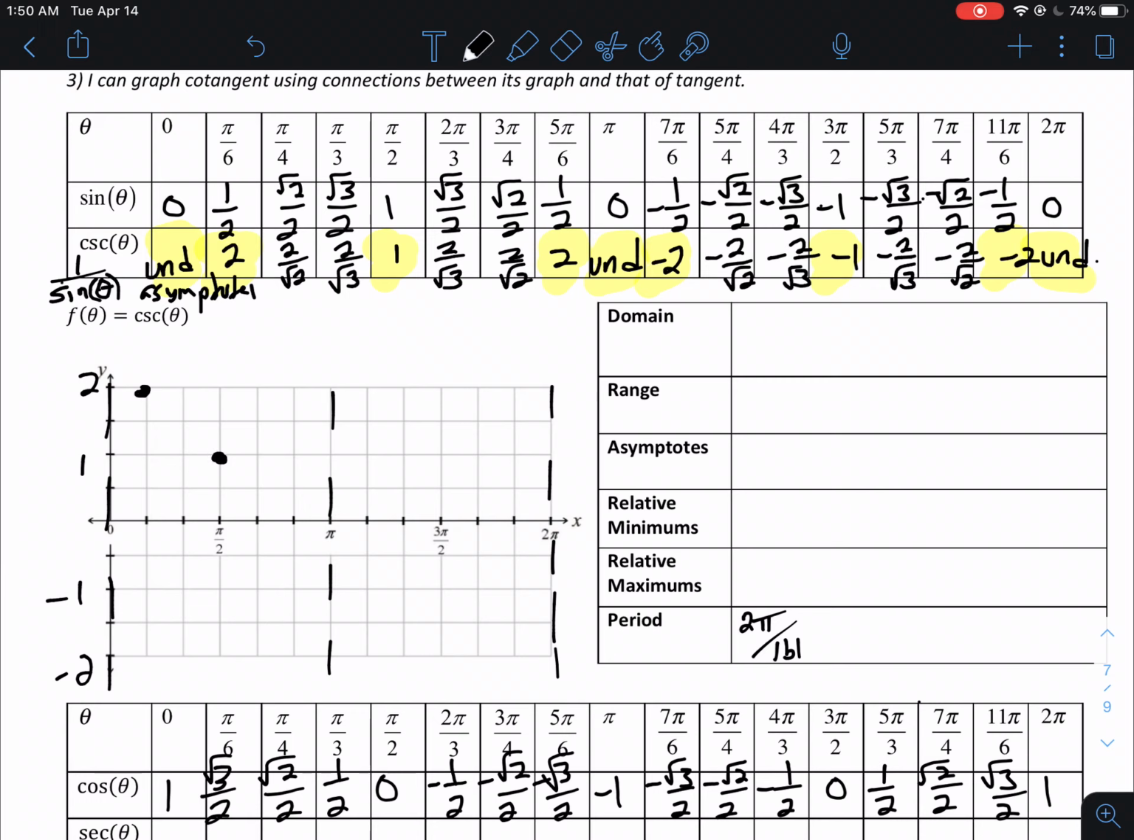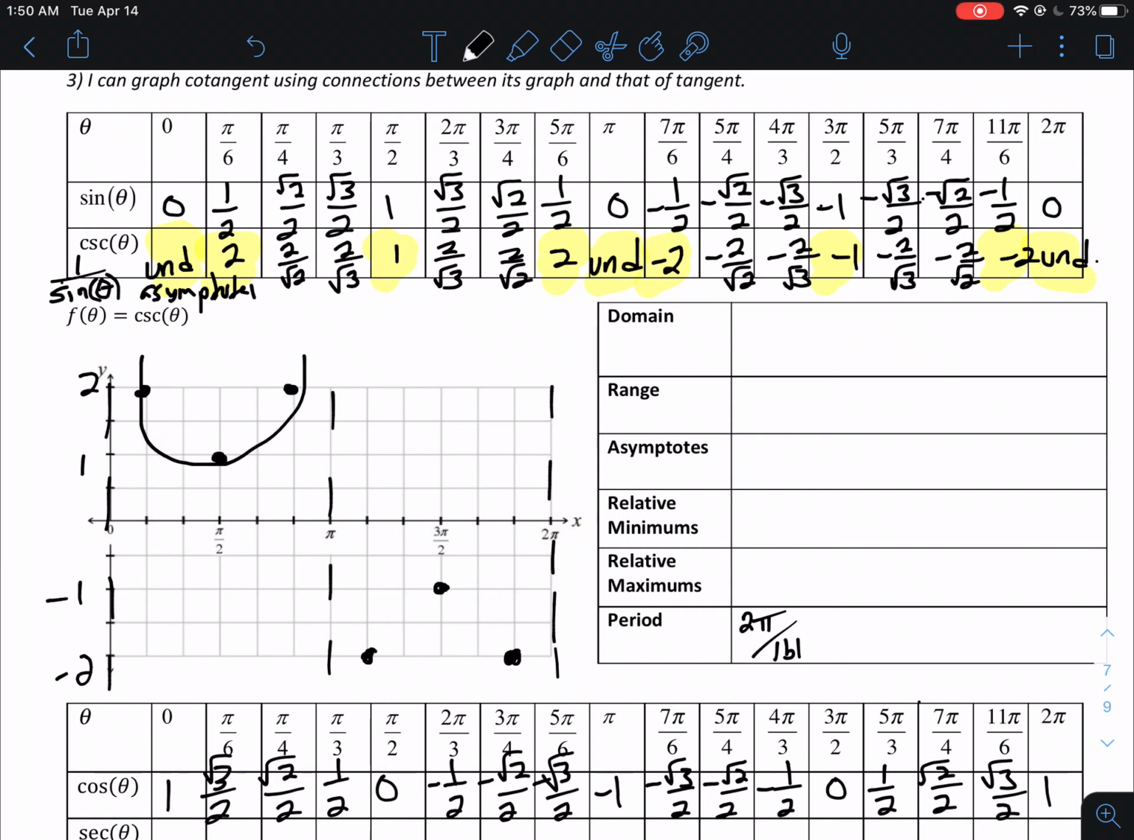So at pi over 2, we're at 1. At 5 pi over 6, we are at 2. And then we're going to be at negative 2 for 7 pi over 6. We're going to be at negative 1 for 3 pi over 2. And at 11 pi over 6, we're at negative 2. Obviously, we're not graphing the in-between points, so you'll just take my word for it or graph it on your own.